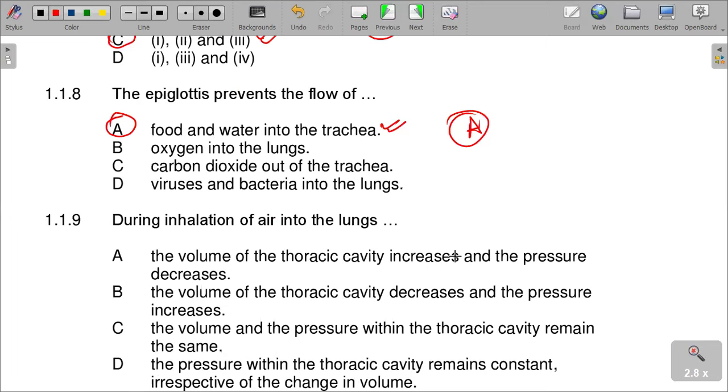During inhalation of air into the lungs, the volume of the thoracic cavity increases and the pressure decreases, which is also correct. So the answer is A.